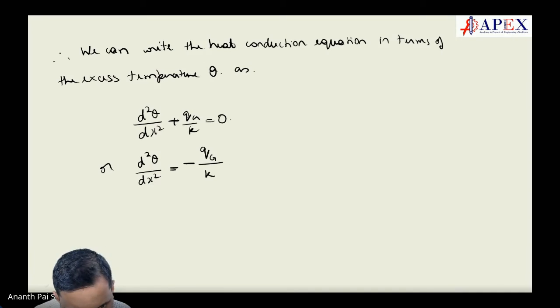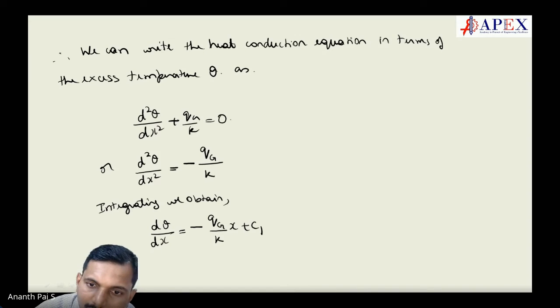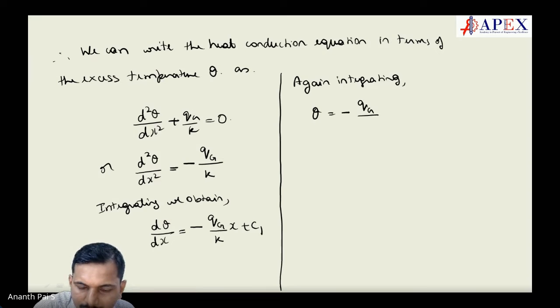Integrating, again integrating, we obtain theta is equal to minus qg by k into x square by 2 plus c1 x plus c2.